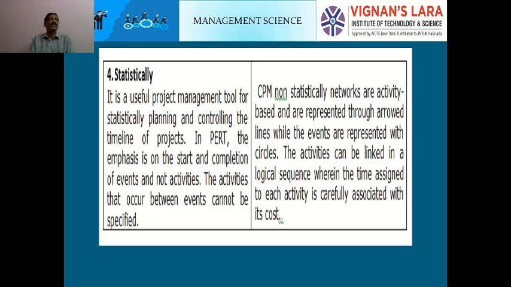That means what statistical implementation is in both the PERT and CPM methods. First, we will discuss statisticality in PERT. There is statistical planning and controlling of the total project activities. Here we are using probability and binomial expansion models. It is a useful project management tool for statistically planning and controlling the timeline of a project. In fact, the emphasis is on the start and completion of events and not activities.